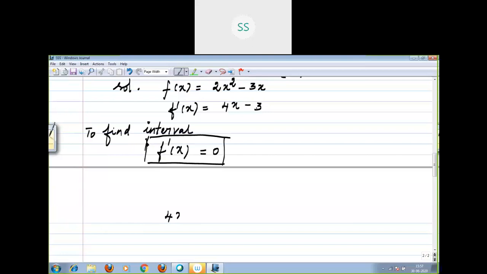What is your derivative here? Derivative is 4x minus 3 equal to 0. Then what is the value of x? x is equal to 3 by 4, because the negative 3 will pass on to the opposite side as positive, and the multiplication will act as division. Normally, for a polynomial the limit is minus infinity to plus infinity.